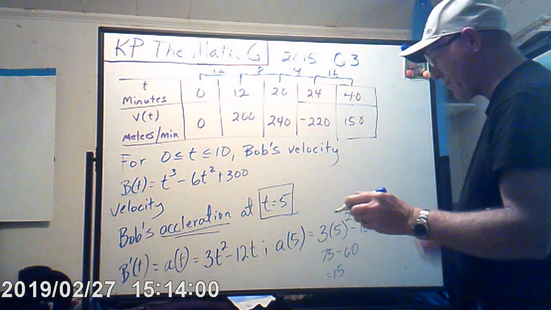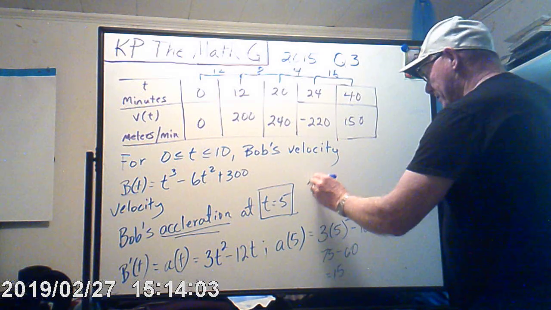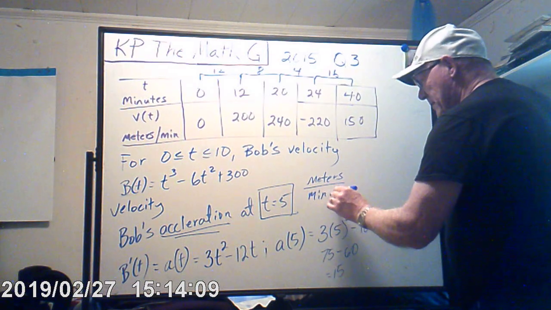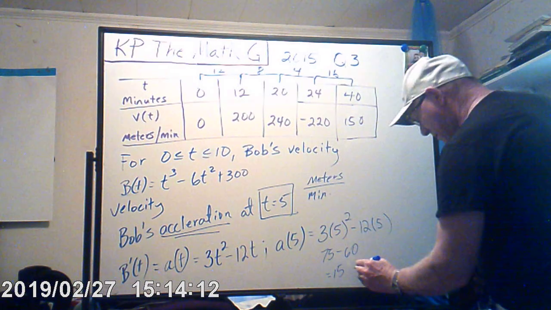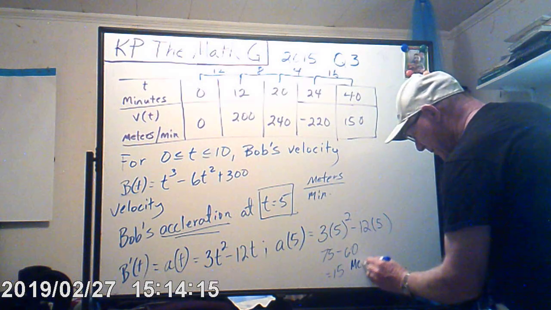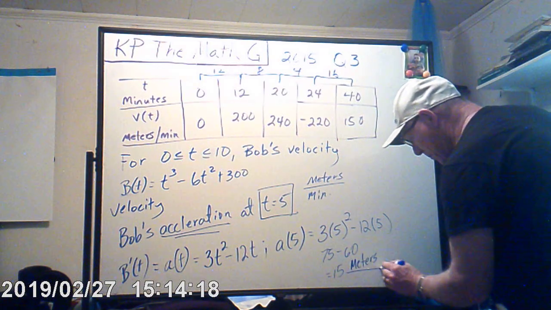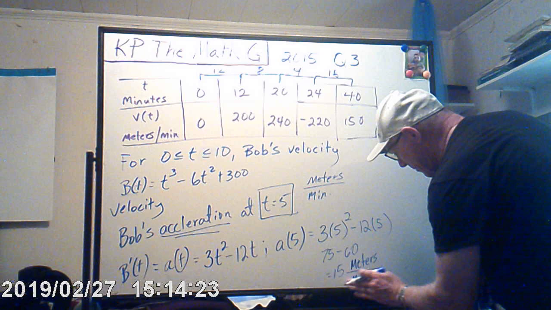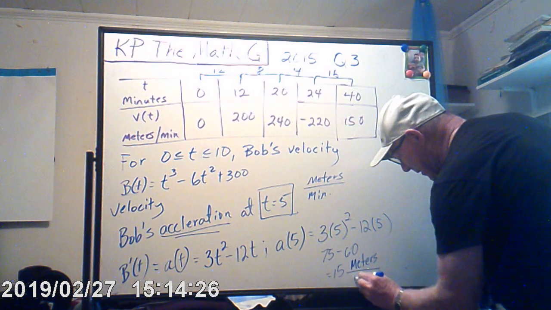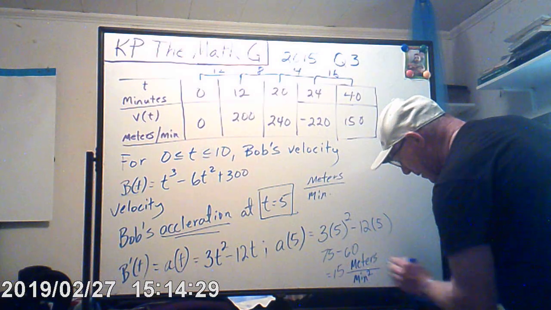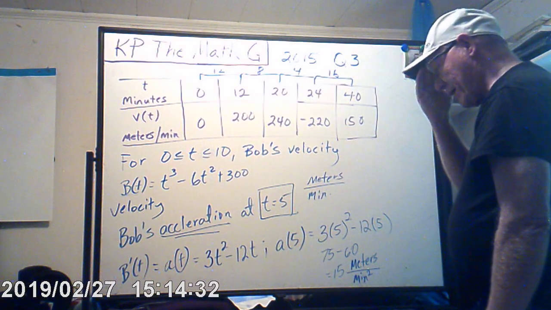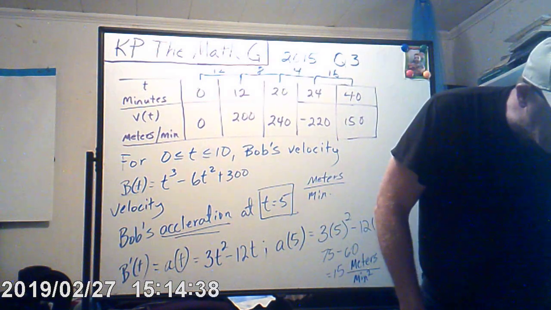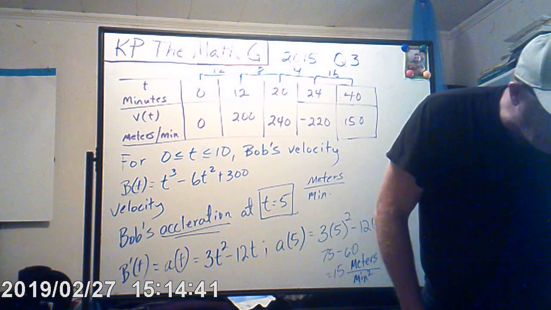Now, what are the units? If we are dealing with meters per minute on velocity, then the acceleration is going to be what? Meters per minute squared. We sometimes say per minute, but anyway, minutes squared. There it is, 15 meters per minute squared. That's basically all you had to do for that one.